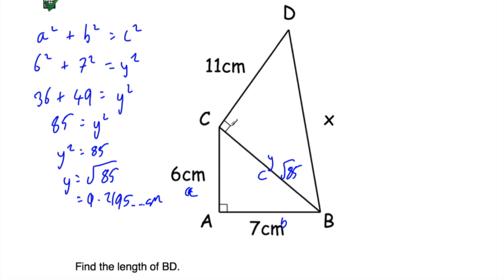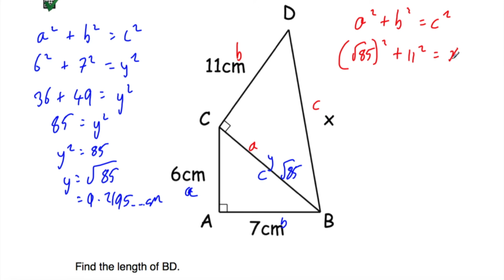So this is a right angle triangle, and let's label the sides. So the two shorter sides, A and B, and the longest side, which is opposite the right angle, will be our x. Let's call that C. And let's write down Pythagoras' theorem, A squared plus B squared equals C squared. So A squared, that's going to be the square root of 85, and I'm just going to put that in brackets, squared, plus B squared, which is 11 squared, is equal to C squared, which is x squared.